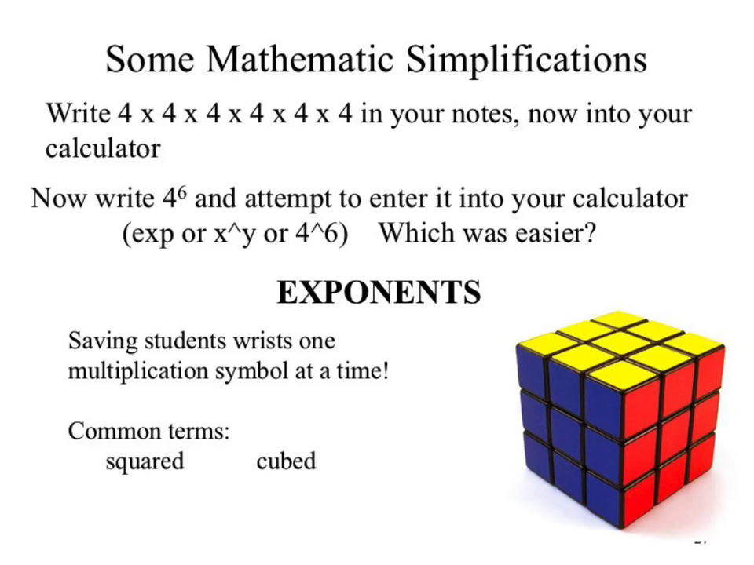So what we've got are exponents. The common terms associated with these are squared and cubed. How do you measure the area of a square?